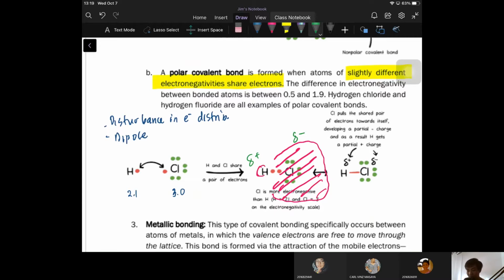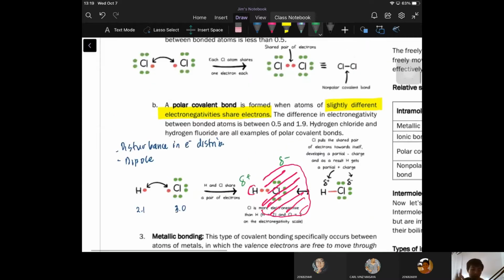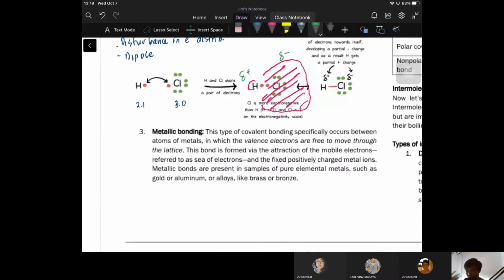And sabi ko, di ba tatlo yan, no? We have ionic, we have covalent. Ano yung isa? Next one is metallic. Ito yung hindi natin nakwento last time, no? So, what is a metallic bond? Metallic bond is the bonding between metals, no?